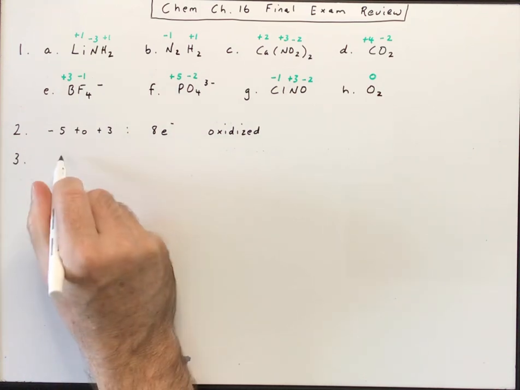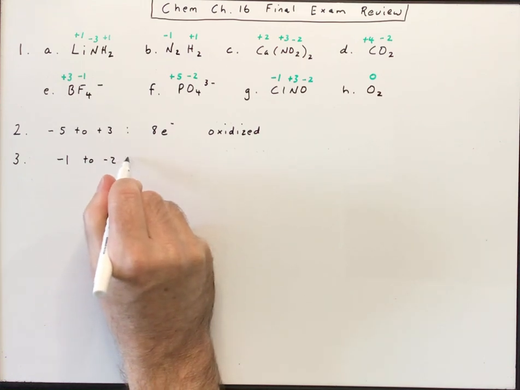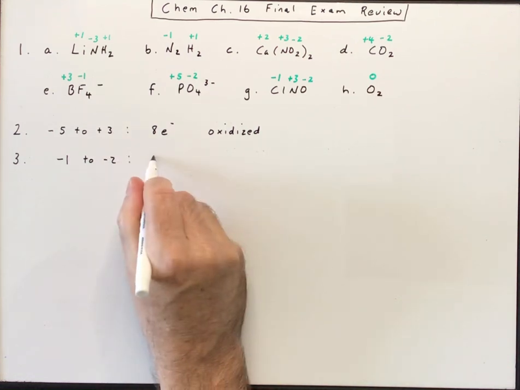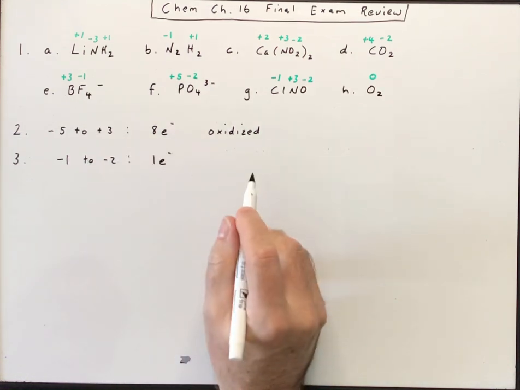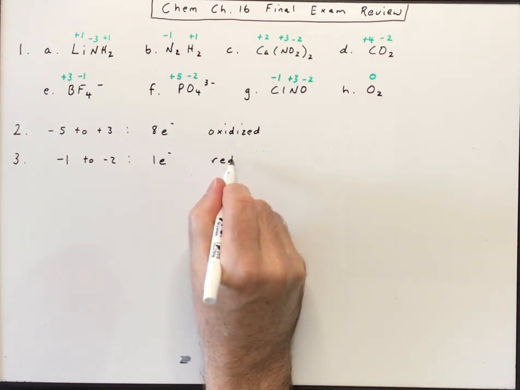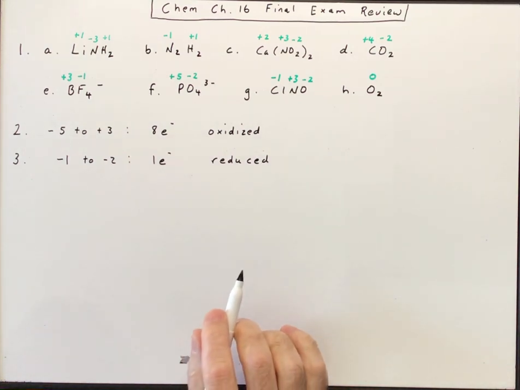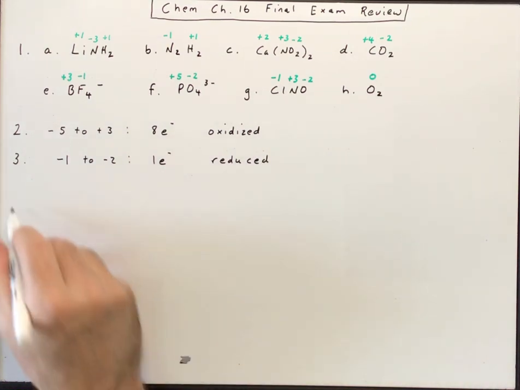All right, number 3, -1 to -2. So that's just going to be 1 electron. And the oxidation number is going down. The oxidation number is reducing. So this atom is reduced.